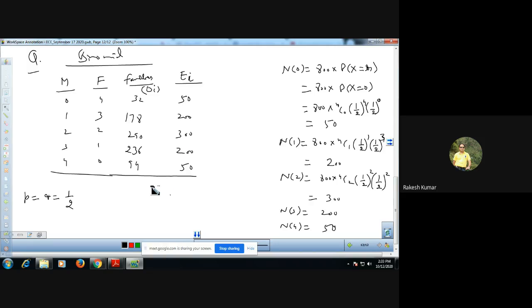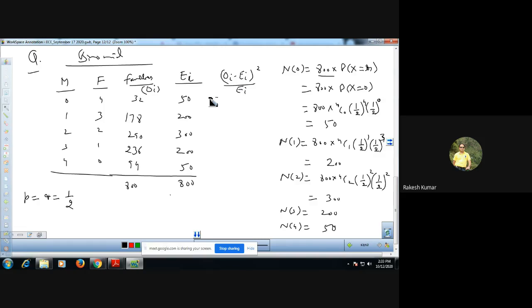So this is the way. And clearly the total comes out to be 800. You know that it should always be, because the total families are 800. Now the data has been calculated, and you can find out (OI minus EI) whole square divided by EI.